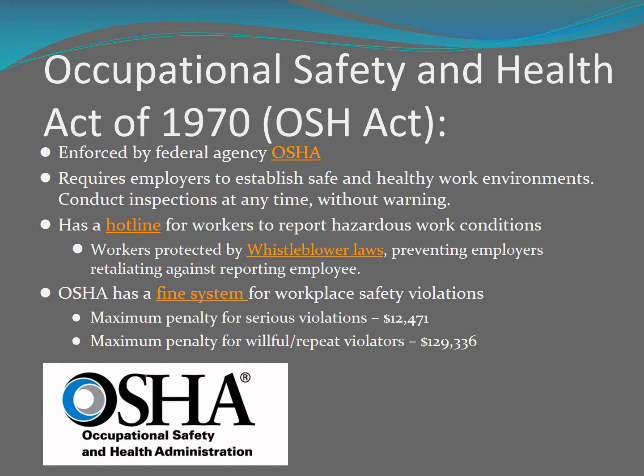OSHA also has a hotline set up for workers to report hazardous work conditions, which the workers are protected by whistleblower laws. Whistleblower laws prevent employers from committing violations by retaliating against workers. OSHA also has an established fine system for workplace safety violations. The maximum penalty for serious violations is $12,471. The maximum penalty for willful and repeat violators is $129,336 per offense.